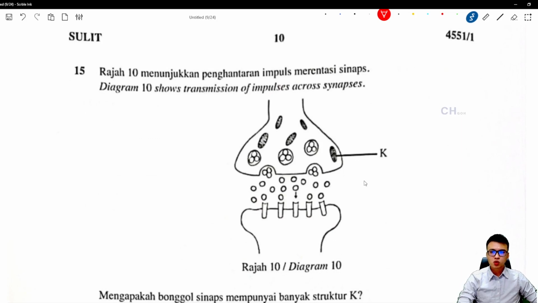Let's move on to question 15. Question 15 is talking about the synapse. Okay, what is a synapse? A synapse is actually the space in between. Okay, it's called a synapse.